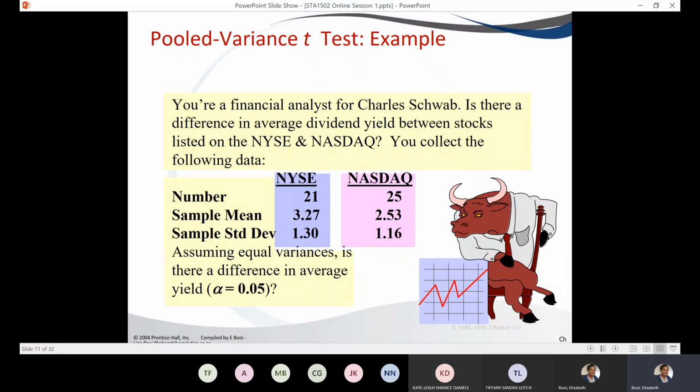For the New York one it is 3.27, and for the Nasdaq it is 2.53, and you also calculate the standard deviation. If you notice here, we are given the standard deviation, not the variance. So when we calculate the pooled variance, we will have to square the standard deviation. And we are given the standard deviation for both of the sample sizes. Then the question will be, assuming equal variance, is there a difference in average yield at alpha 0.05, which means they give us the level of significance of 0.05.